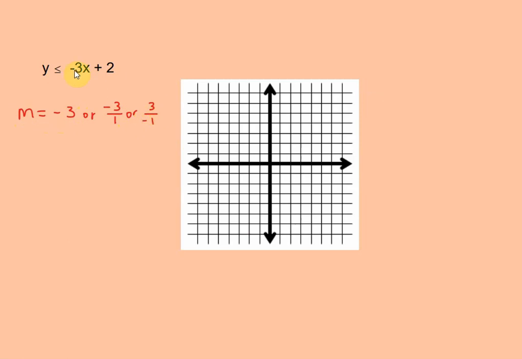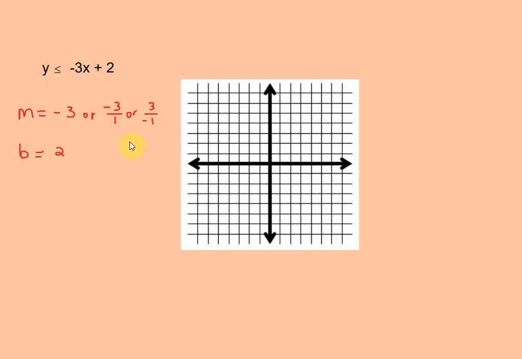3/-1. Anytime our slope is negative, make sure that we put the negative sign with either the numerator or the denominator, but not both. If both the numerator and the denominator are negative, that would be a negative divided by a negative, which is positive. And our slope is not positive, it's negative. So make sure just one of them is negative. And then our y-intercept in this case is a +2.